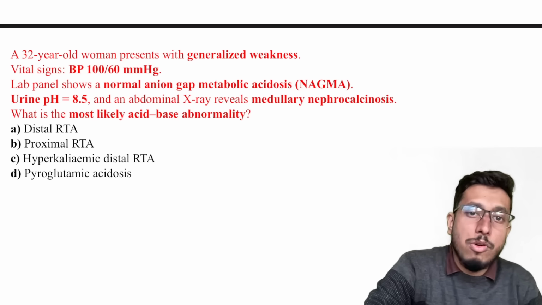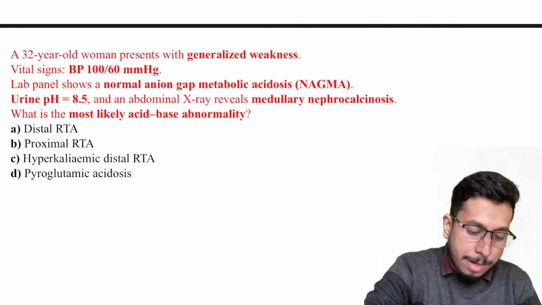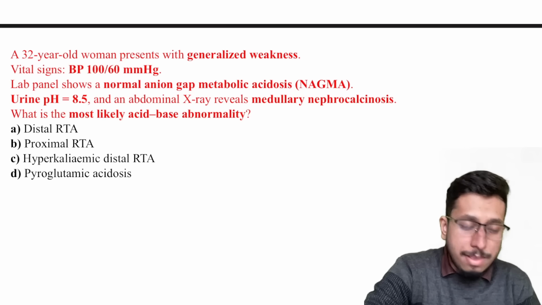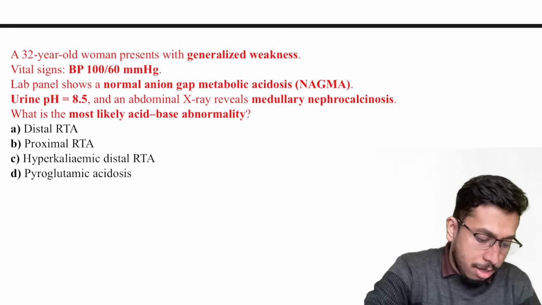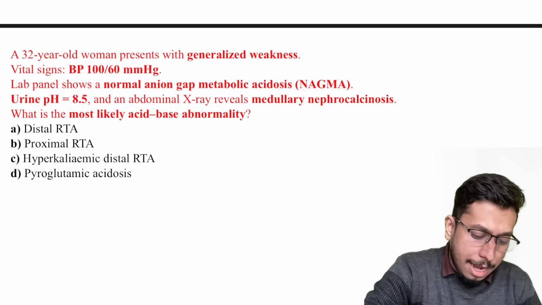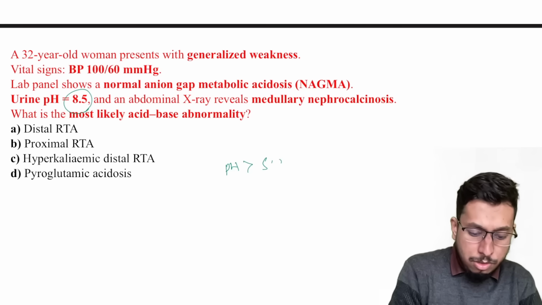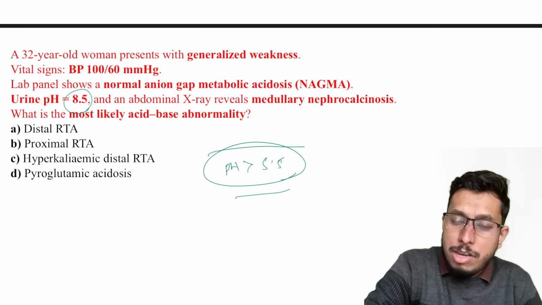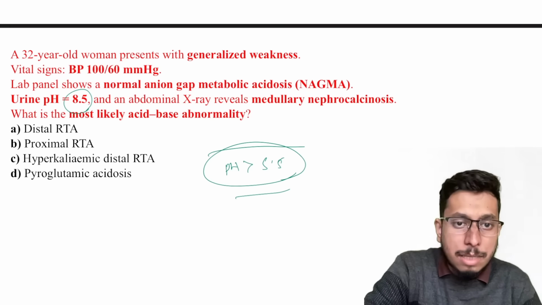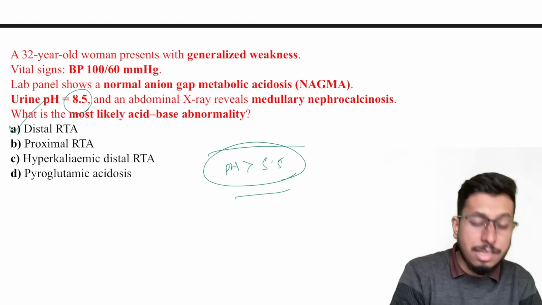A 32-year-old woman presents with weakness, BP is 100 by 60, and normal anion gap metabolic acidosis. So BP is again on the normal side, so it is not type 4 RTA. Now the lab panel shows a normal anion gap metabolic acidosis. Urine pH is 8.5, so it is high. What does it mean? It means acidification is impaired. Acidification is impaired only when there is distal RTA. So it is a case of distal RTA. Option A is the correct answer.